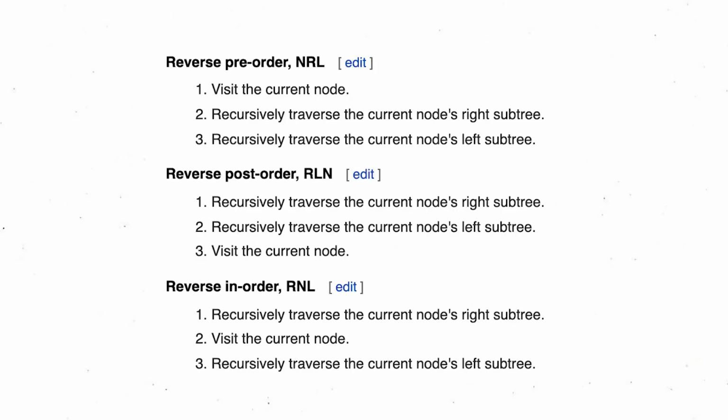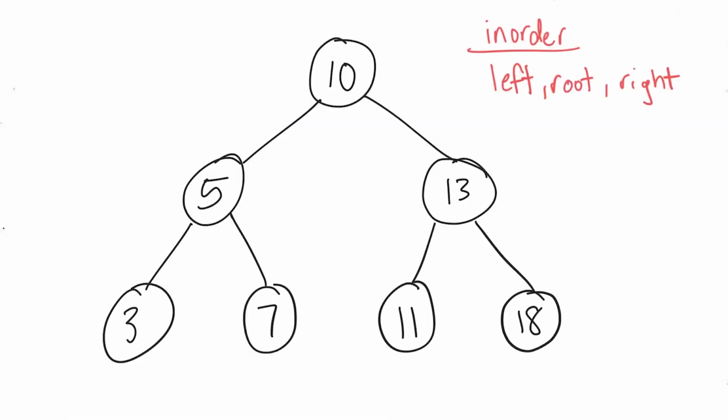All right, in-order traversal. If you remember, pre-order, in-order, and post-order traversals refer to the order in which we traverse the root. In pre-order, the root is first, in-order second, and post-order it comes last. And we always traverse the left node before the right node in any of these orders. So in order, we're going to traverse the left node, then the root node, then the right node.